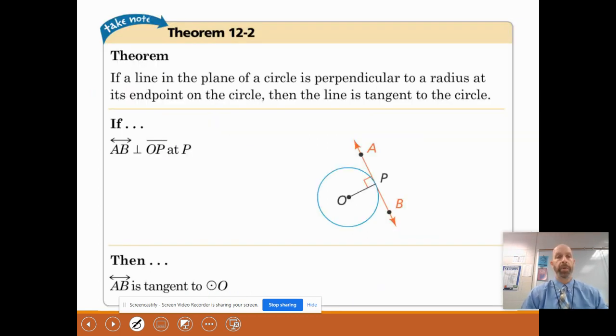Theorem 12.2. If a line in a plane of a circle is perpendicular to a radius at its endpoint on the circle, then the line is tangent to the circle. So you can see this is basically the converse. What this one's saying is if this segment is perpendicular to this line and it touches at point P, then it has to be a tangent. So this is just the converse of 12.1.